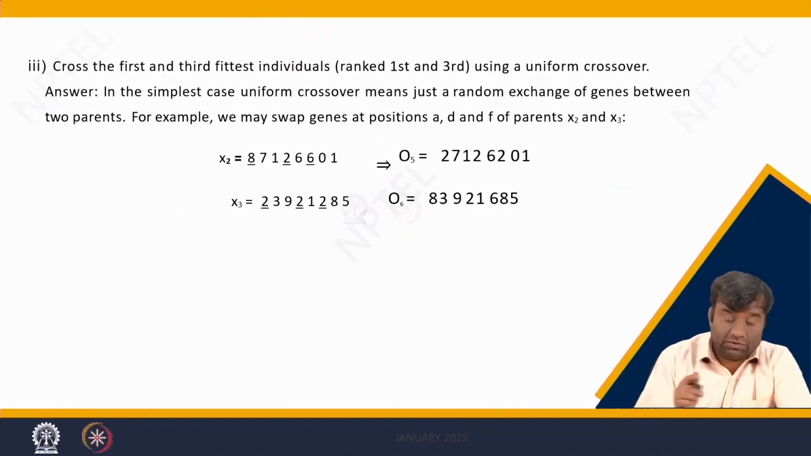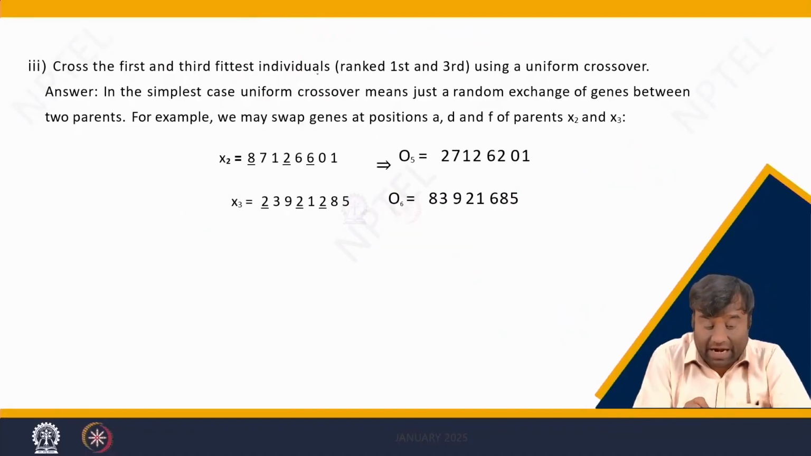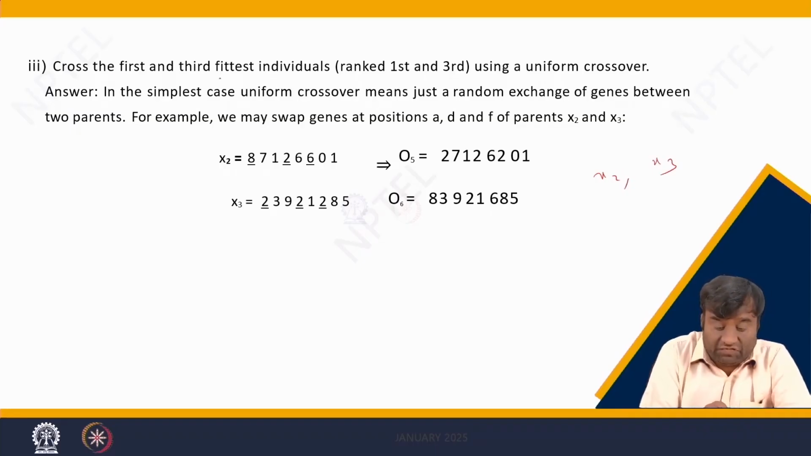Now question 3. Cross the first and third fittest. You know x2 is first, x3 is third. So cross the first and third fittest individuals, that is x2 and x3, using a uniform crossover. In the simplest case, uniform crossover means a random exchange of genes between two parents. We need to swap the gene positions. For example, we may swap genes at positions A, D, F of x2 and x3. So that is A, this is D.